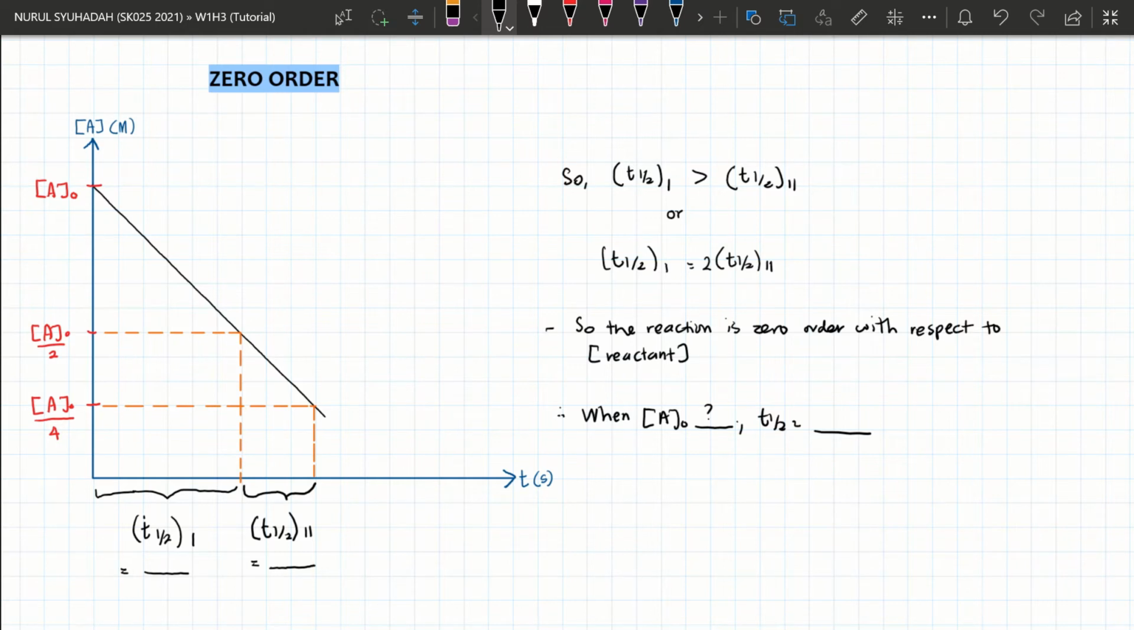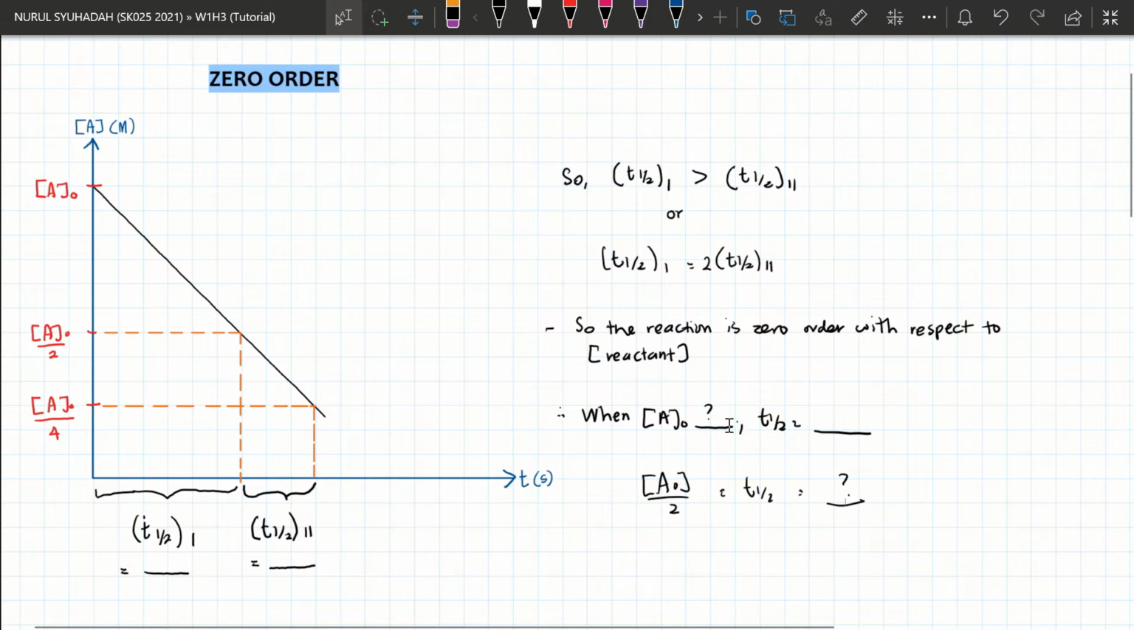Okay, because as you change the concentration, so let's say when you put the concentration as A0 over 2, the T half will differ. Okay, so that's why you need to mention specifically the half-life is for what initial concentration. So the first half-life is for the initial concentration here, and the second half-life is for the concentration A0 over 2 here. Okay, so mention specifically.